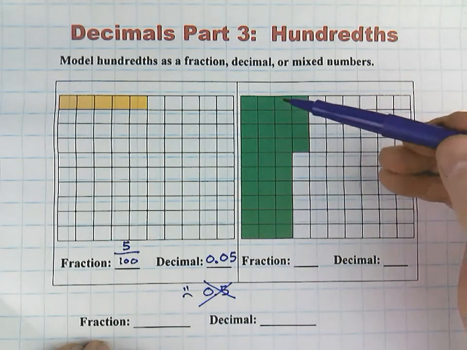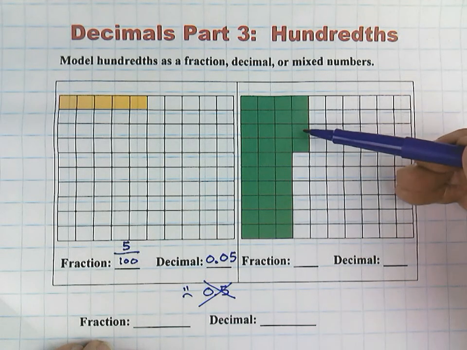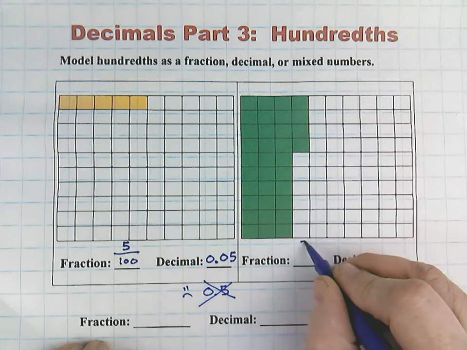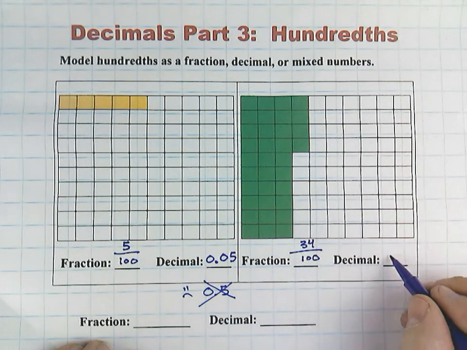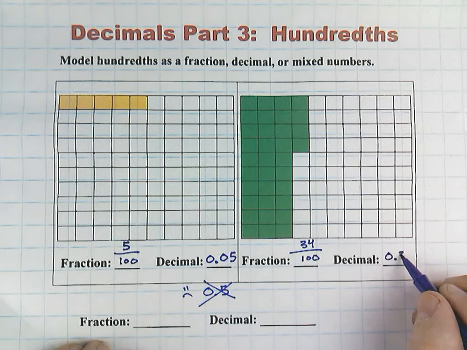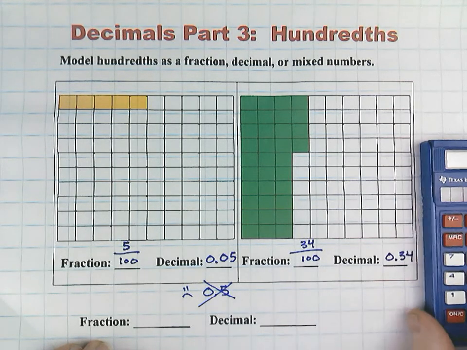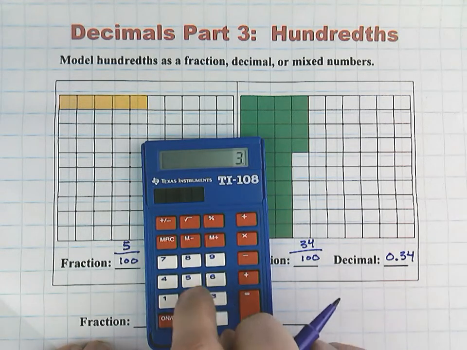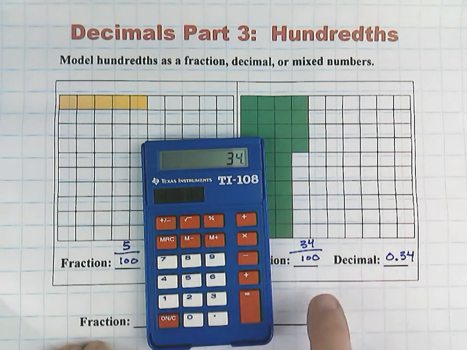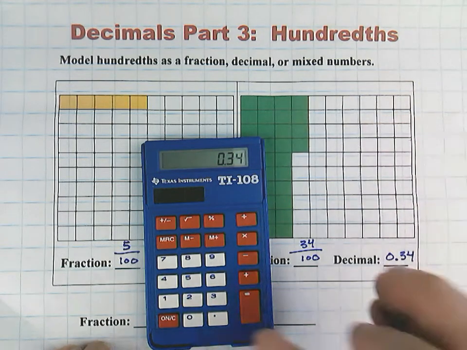The green one would represent, I'm seeing 10, 20, 30, 31, 32, 33, 34 hundredths. And as a decimal form, it would be 0.34. I'm going to prove that to you by taking our 34, dividing by 100, and you can see that we have 0.34.